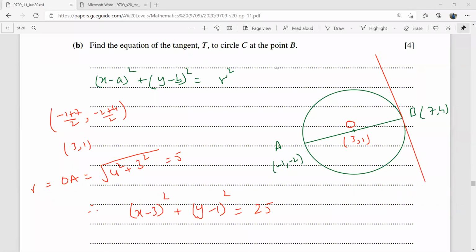So this looks like a tangent, okay? Tangent at the point B. So tangent is clearly a line. You need to have the gradient and a point. So if you have the gradient of AB or OB, its negative reciprocal will give you the gradient of the tangent. And this is your tangent T over here. So what is the gradient of this AB? Can you find that quickly?